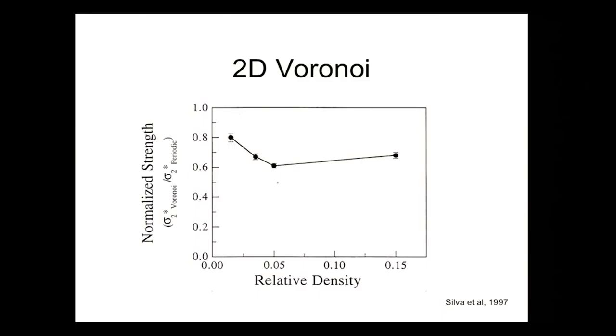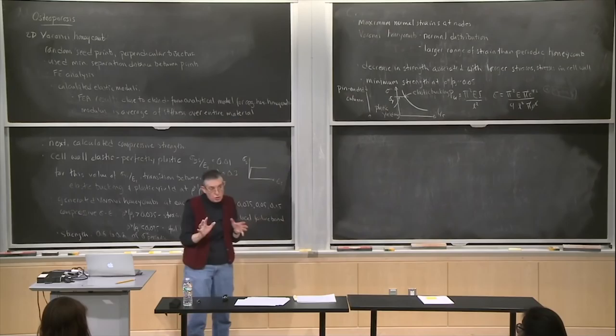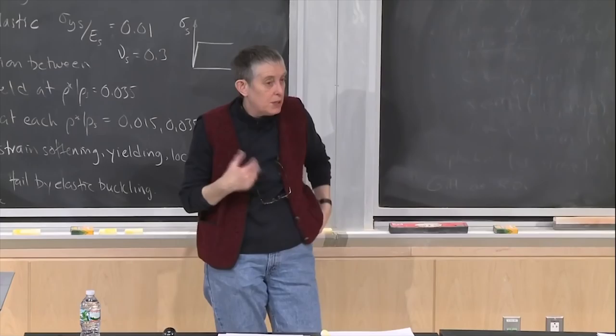Okay, so those two studies, we just looked at the moduli and the strength of honeycombs, and we were kind of looking at how the random structure changes the properties. The randomness of the structure didn't really change the modulus much at all, but it did affect the strength, okay?